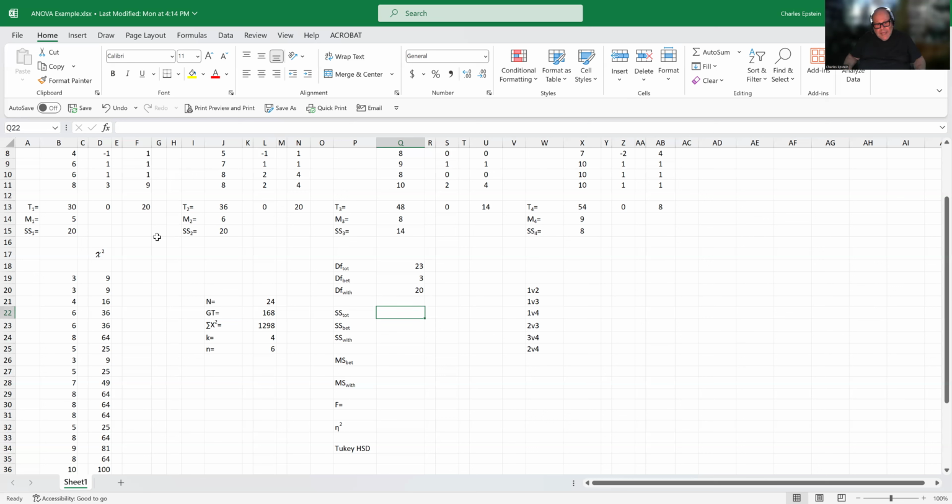All right, so now we get to sums of squares total. The formula, if you look at the sheet of paper, is summation x squared minus GT, take a breath, squared, divided by capital N. Okay, so let's start putting that in. So look at the paper, you see the formulas, summation x squared minus GT, squared, divided by capital N. So we have the numbers right here.